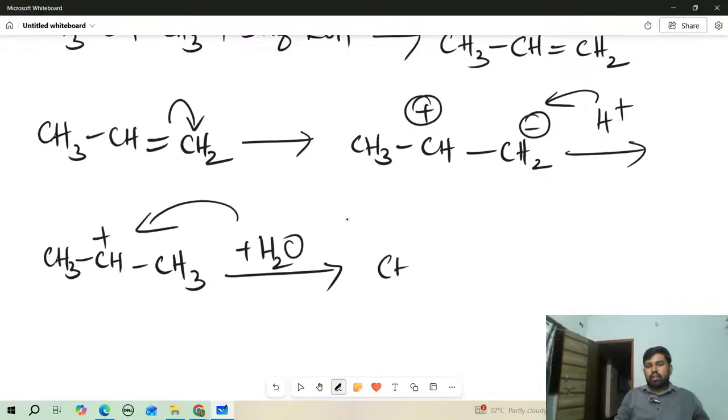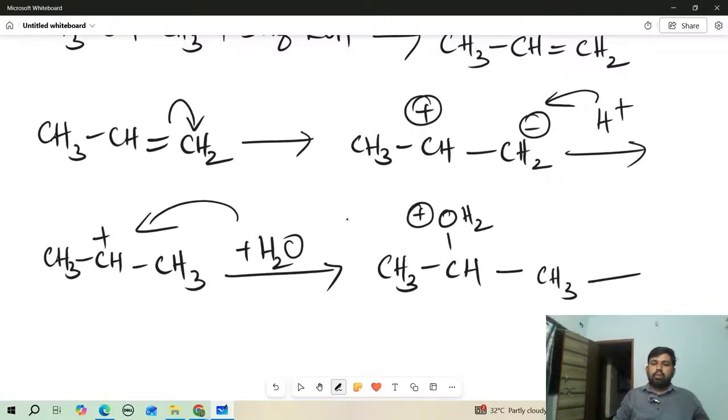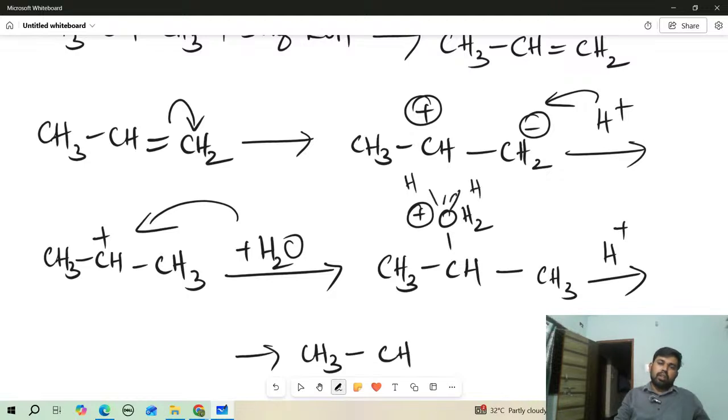So it forms CH3, CH, OH2 plus. Later we can remove one H plus ion, whatever we added earlier. Here you can see two hydrogens were there. So this electron shifted here and so it is positive. That is what we are going to remove here. It forms CHOH, plus CH, single bond CH3.